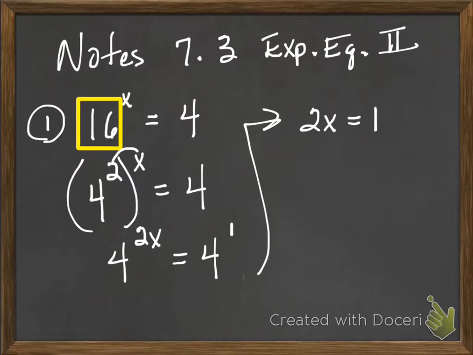So if you have 2 times x, how do you solve for x? Divide both sides by 2. The 2's cancel, and x is then equal to 1/2.